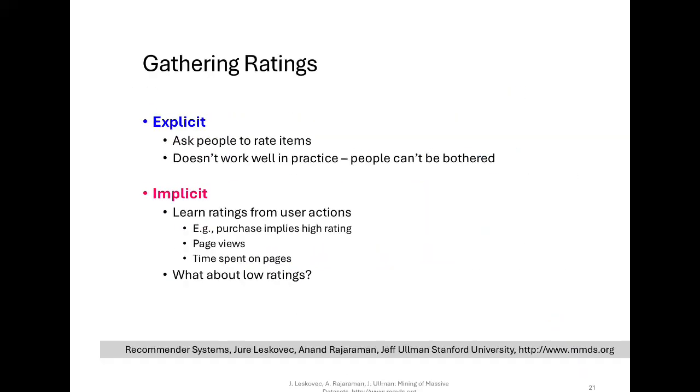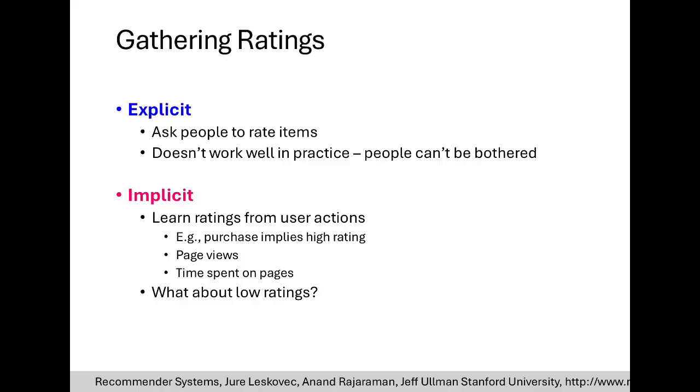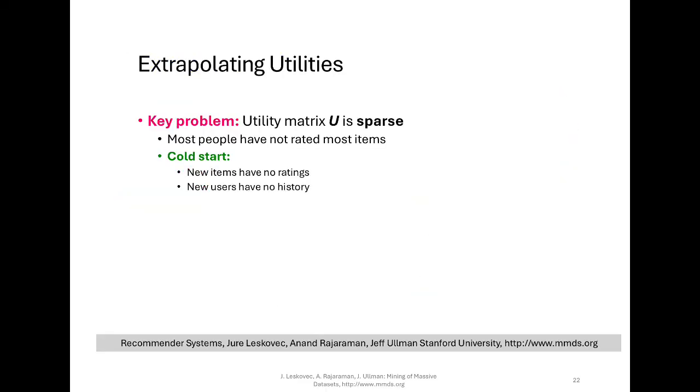Yeah, so we talked about ratings, explicit and implicit. Explicit is you explicitly ask people. Implicit is you learn from user behavior, and using that you try to extrapolate. Okay.